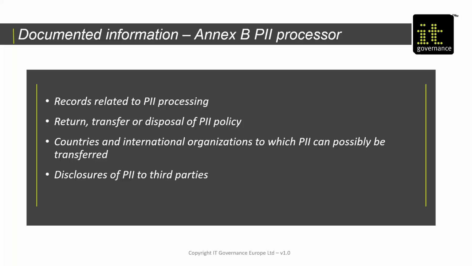Annex B 8.5.2 states that the organisation must specify and document the countries and international organisations to which PI can possibly be transferred. And Annex B 8.5.3 says that the organisation must record disclosures of PI to third parties, including what PI has been disclosed, to whom and when.